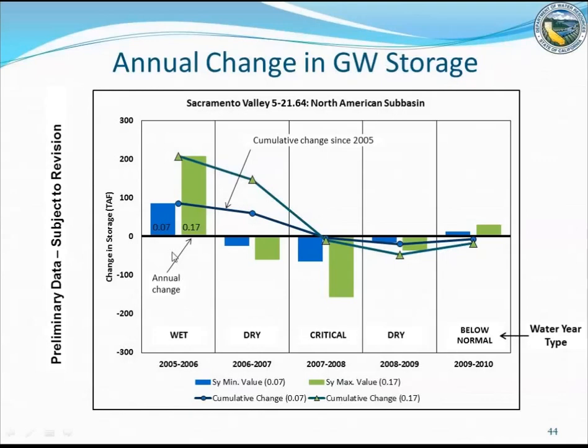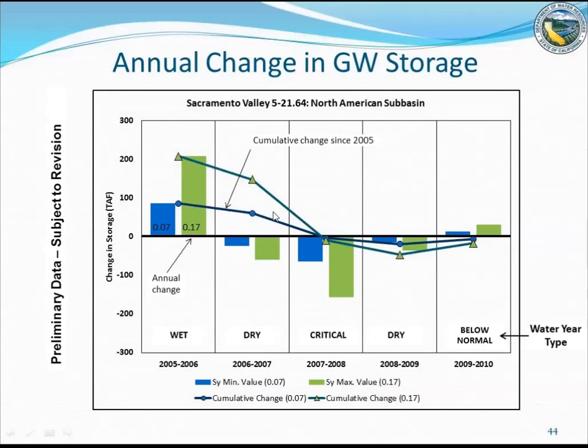For the change in storage from 2005 to 2006, using our minimum specific yield value, we had this amount of change. I'm sorry, I don't have that number in front of me, but I'll show you that in a second. And we have our maximum amount of change in storage shown here. Moving on, we see that there was a decrease in change in storage through the three dry, critical, and dry years, and then an increase again.